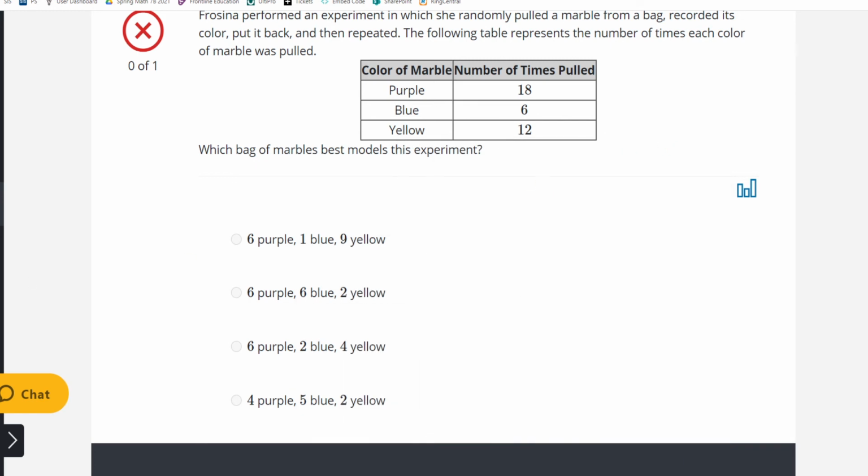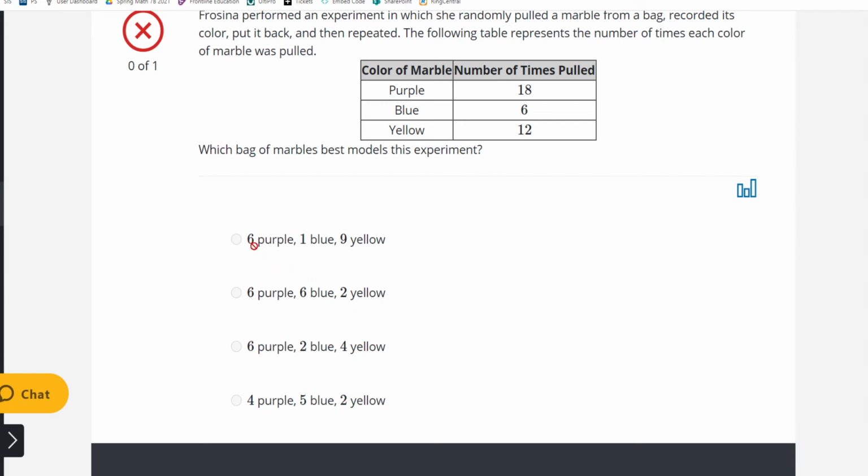I'm trying to look and see if we don't actually have to do a bunch of math here, and if we can just base it off of the design. Awesome. Yes, we can. So if I look at this table here, purple is pulled the most, right? Which tells me that purple should have the most marbles. Blue is pulled the least, which means blue should have the smallest amount of marbles, and yellow is in the middle.